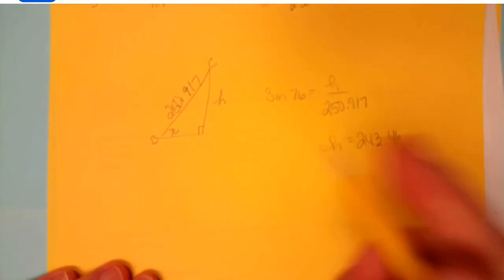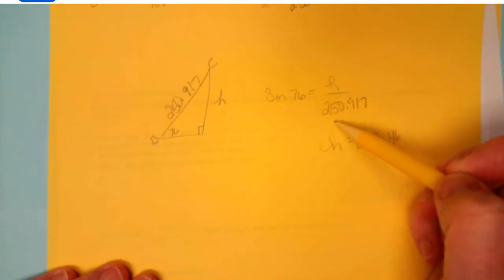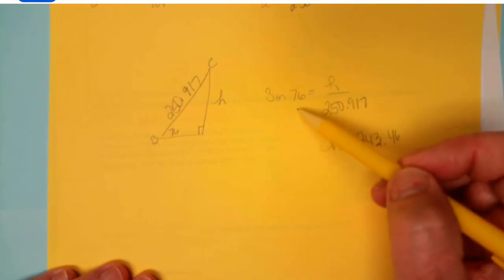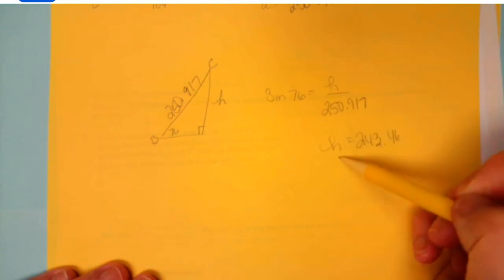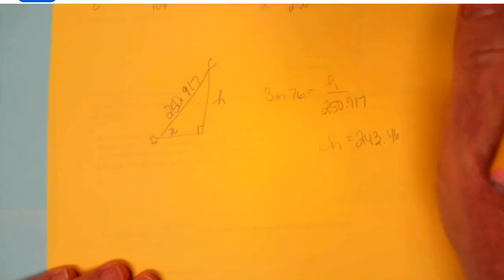So then I switch over to this right triangle. I set up, no, not the law of sines, the fact that the sine is the opposite over the hypotenuse. And I solve to find H.